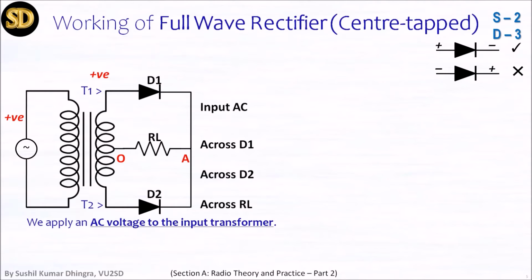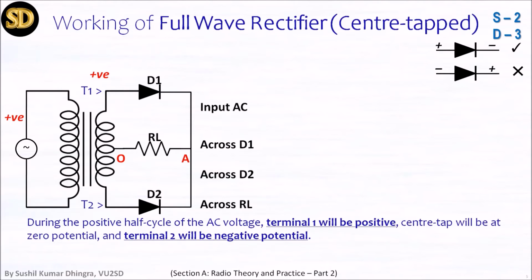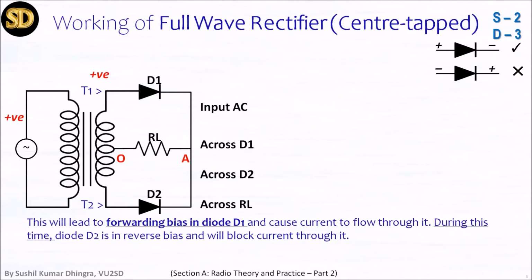So we apply an AC voltage to the input transformer. During the positive half cycle of the AC voltage, terminal 1 will be positive, the center tap will be at 0 potential and terminal 2 at the bottom will be negative. This will lead to forward bias in diode D1 and cause current to flow through it during this time, and diode D2 is in reverse bias and will block current through it.